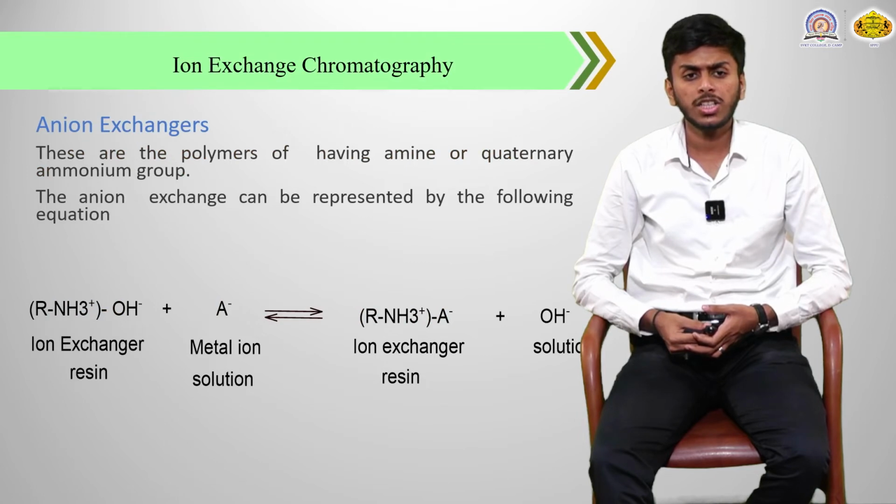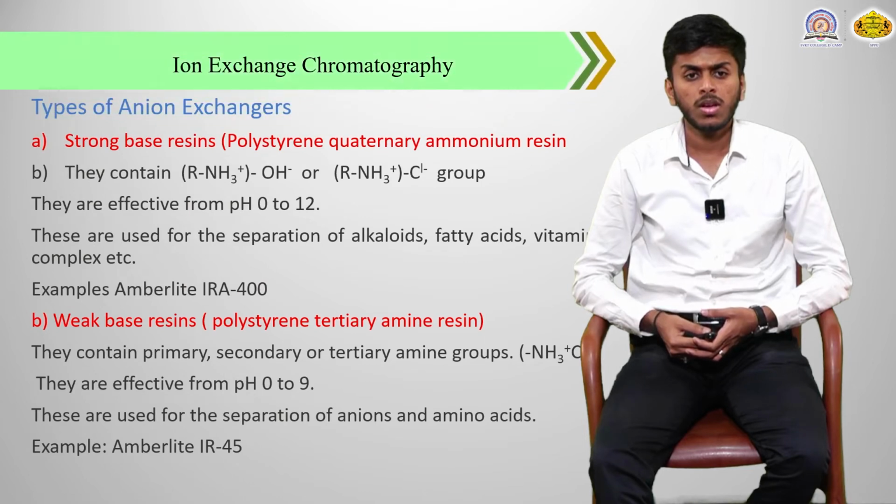Now next is anion exchanger. These are polymers having amine or quaternary ammonium groups. The anion exchange can be represented by the following equation. Now there are further two types of anion exchanger. First is strong base resins. They contain the amine group. They are effective from pH range of 0 to 12.